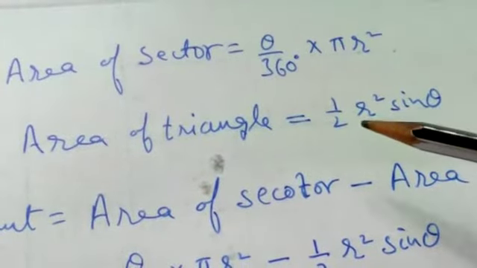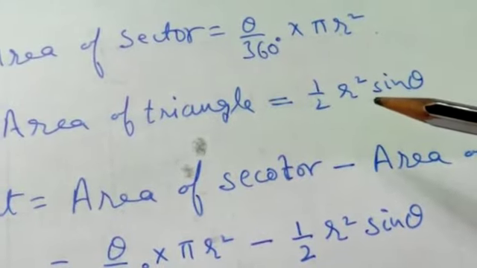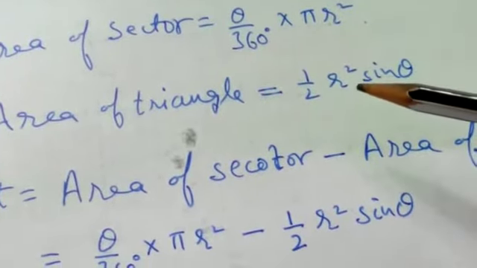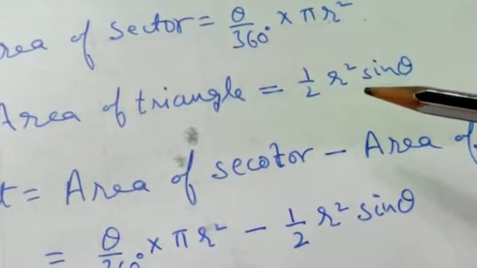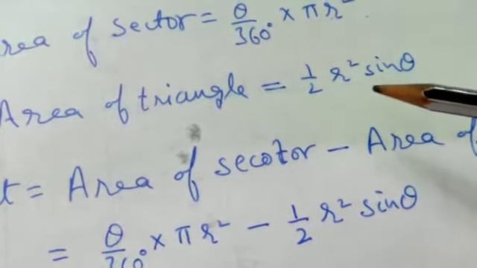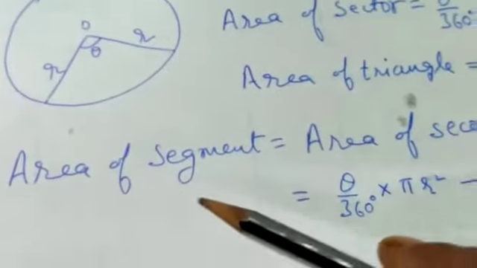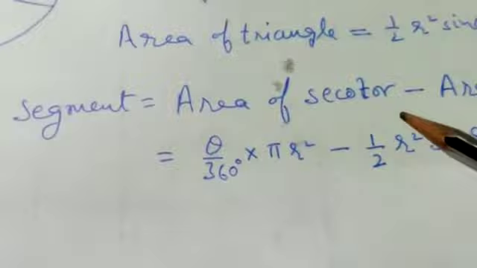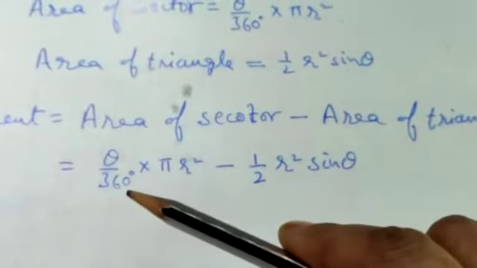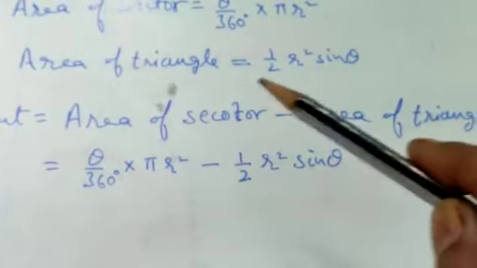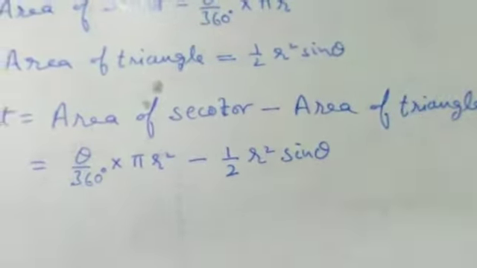Now where does this formula come from? For derivation of this formula, we must know some trigonometric identities which are beyond the scope of your 10th class syllabus. So we'll use this formula as it is. So what is area of segment? It is area of sector minus area of triangle, which is theta by 360 into pi r square, which is area of sector, minus half r square sine theta, which is area of triangle.